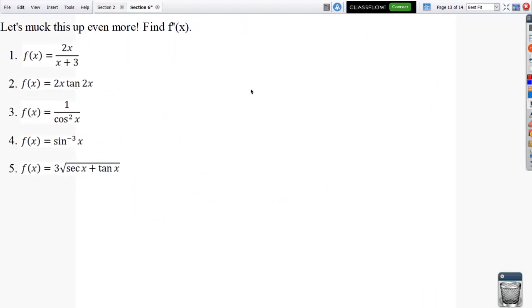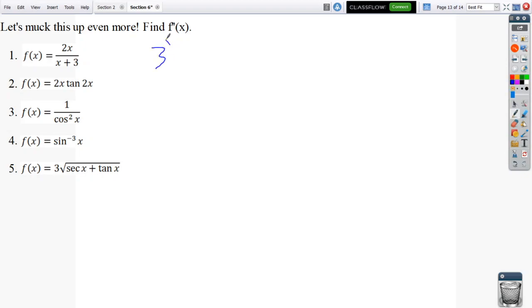Let's muck this up even further. Let's find second derivatives on these. We can find second derivatives, third derivatives, fourth derivatives, sixth derivatives. Yikes. Any derivative that we want. I don't want to do all of these just because it's going to get a little bit tedious. Let's go to one that actually has a chain rule involved with it. I'm talking about number 3. Number 3 looks absolutely awful, doesn't it?